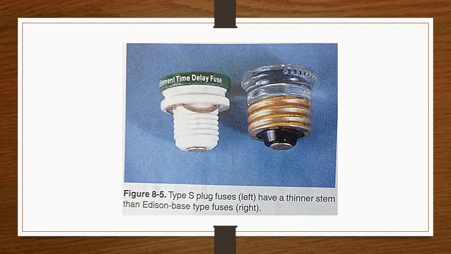Plug fuses. Plug fuses are available in two varieties, Edison base and Type S, figure 8-5. Plug fuses have a maximum rating of 30 amps. Fuses rated as 15 amps or less have a hexagonal window, while higher rated fuses have a circular window, figure 8-6.